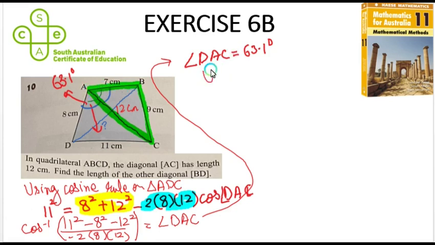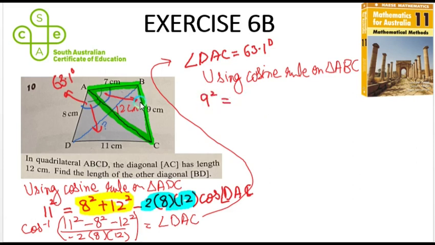Okay, using cosine rule on triangle ABC. The side opposite to the angle is this 9. So 9 square equal to, other two sides are 7 and 12. So 7 square plus 12 square minus 2 times 7 into 12 into cos of the angle. The cos of the angle is obviously CAB.